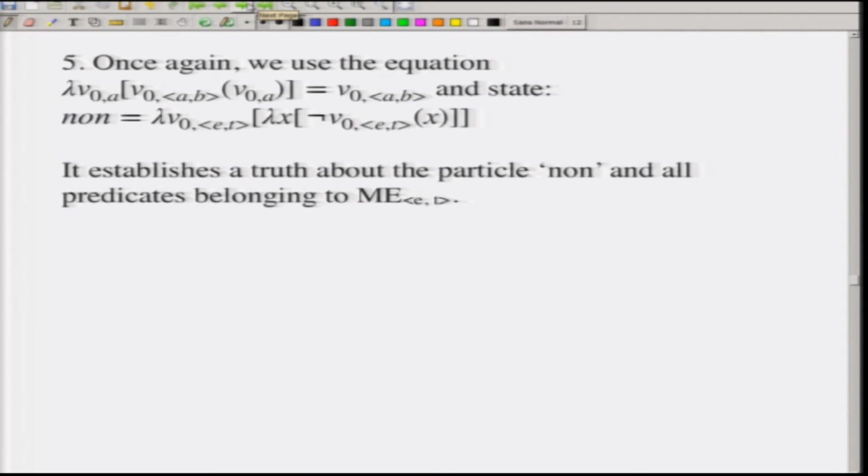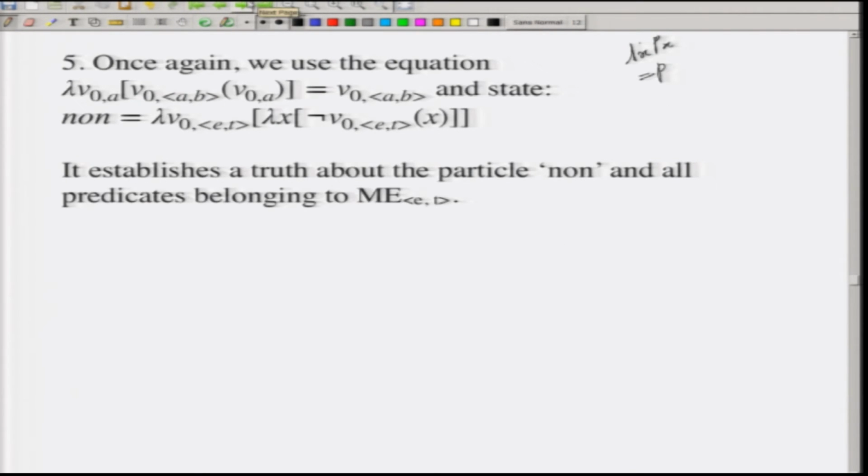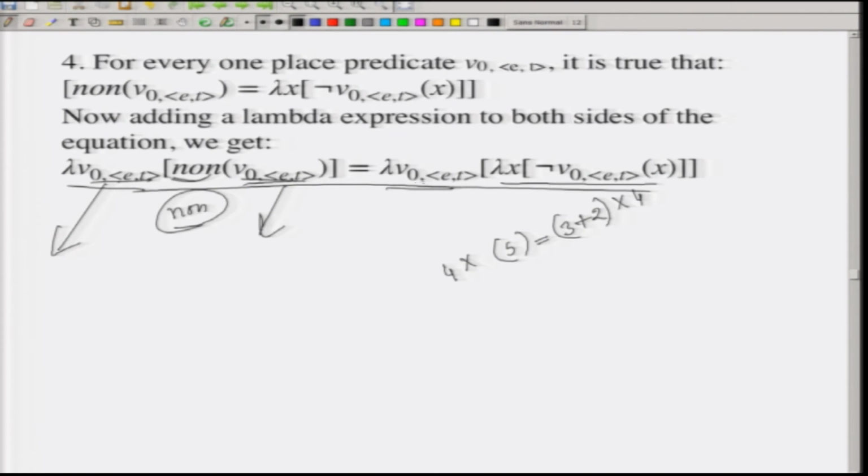And then finally, once again we use the equation, which means basically as we said that whenever we have lambda x p x, we can write that this is nothing but p. So that thing we are doing. So we get back to it. So you get this lambda v0 whatever and x, and here you have lambda x non this thing, right. Because this variable and this variable are the same, they will disappear. This is defining non, so what remains is non. We are just doing that here. So non now is defined as this lambda expression, this lambda expression.